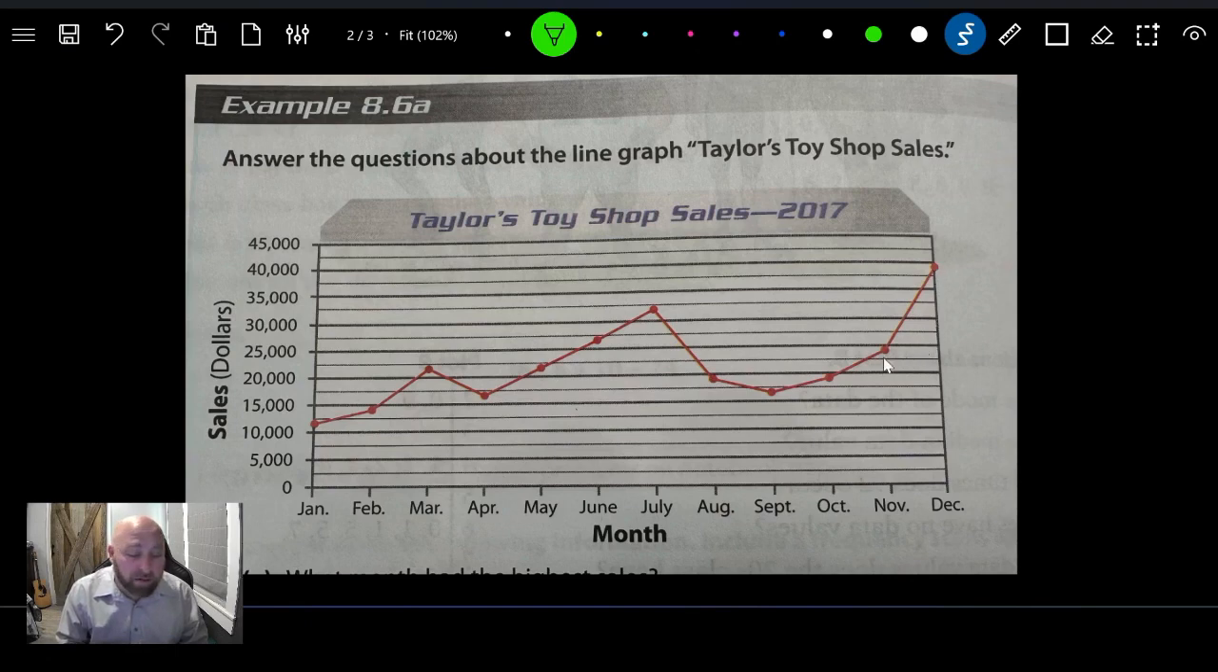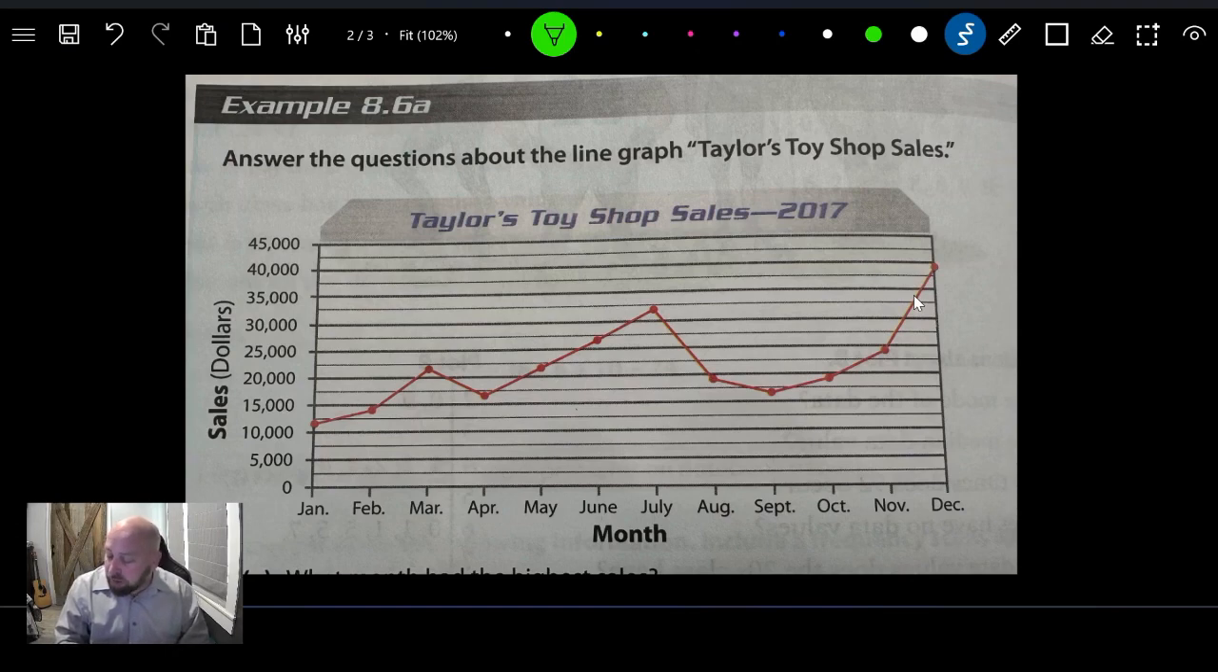I wonder what happened in December, right? Who buys toys in December? Yeah, parents buying Christmas presents for their kids. So, boom, way up there. And so December is very high. So December would be the winner there for the highest sales.